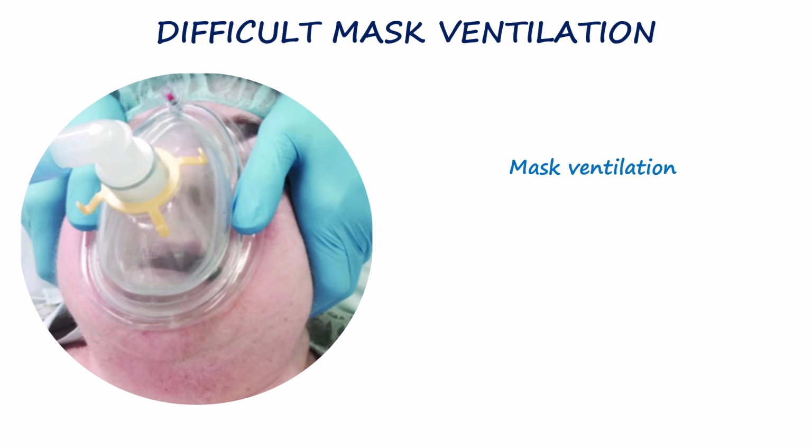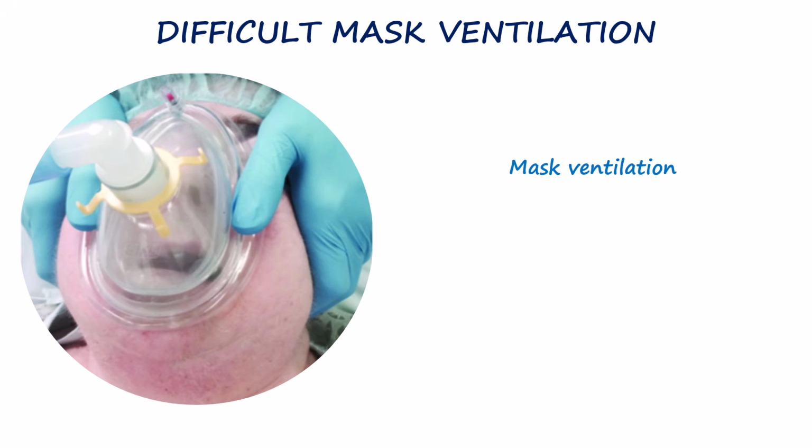Difficult airway can occur at various stages, starting from mask ventilation, supraglottic airway insertion, laryngoscopy, and intubation, to front-of-neck access. Let's begin with how we anticipate and recognize difficult mask ventilation.